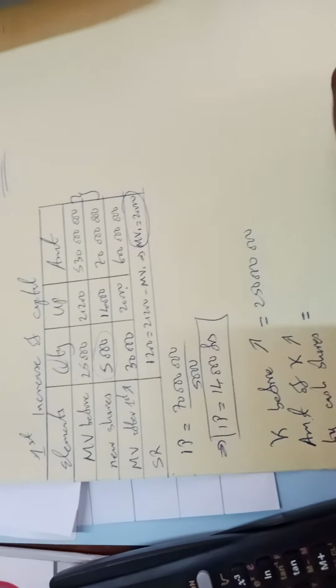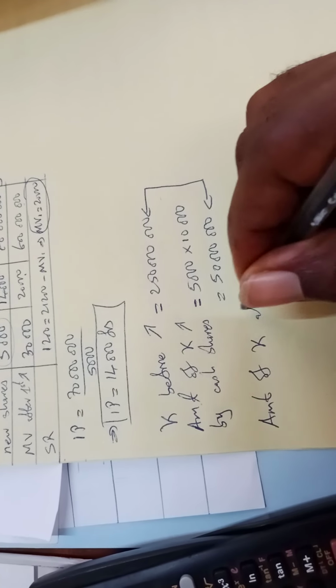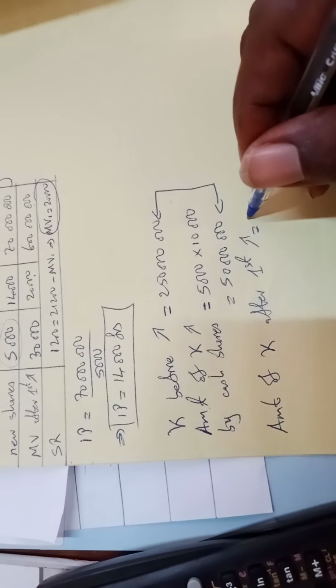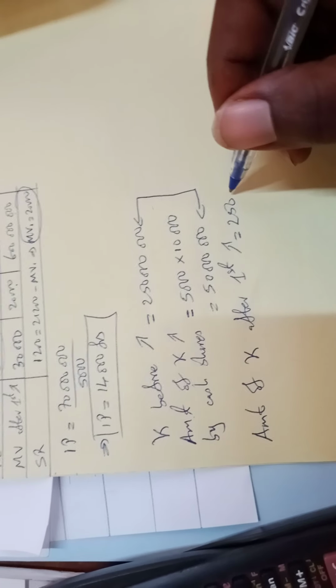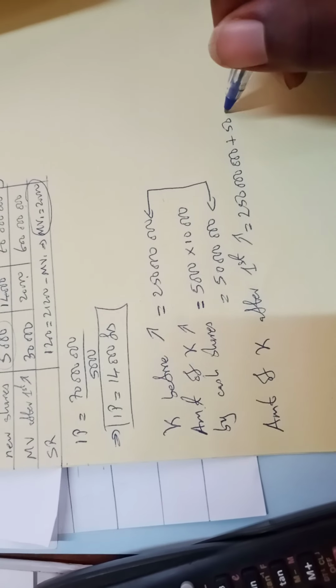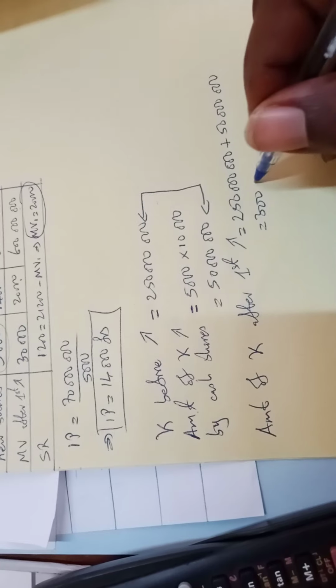So if we add these two, we're going to have the amount of capital after the first increase. So amount of capital after first increase will be equal to 250 million plus 50 million, giving us 300 million.